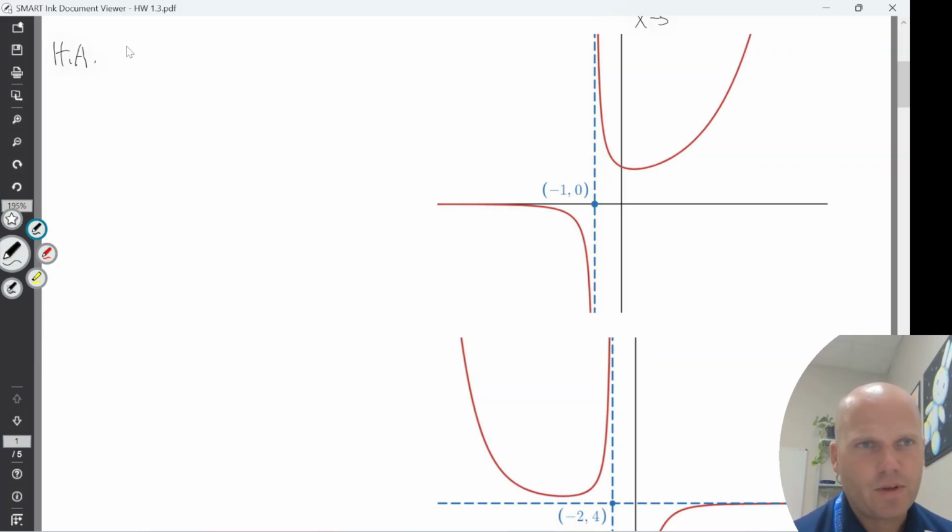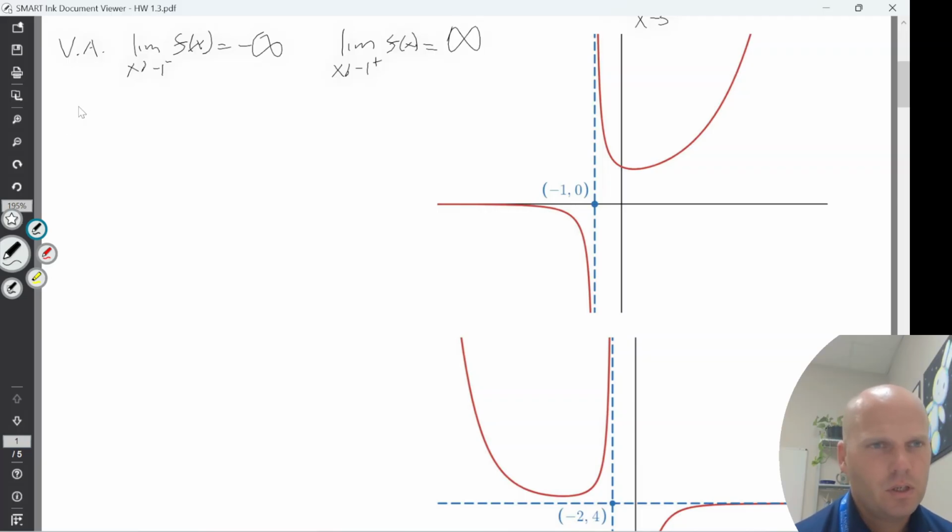All right, I can see we have a vertical asymptote at x equals negative 1. The limit, therefore, as x approaches negative 1 from the left, and the limit as x approaches negative 1 from the right is what I'm looking for. If I'm to the left of negative 1, my function's going down towards large negative values. If I'm to the right of negative 1, my function's going up.